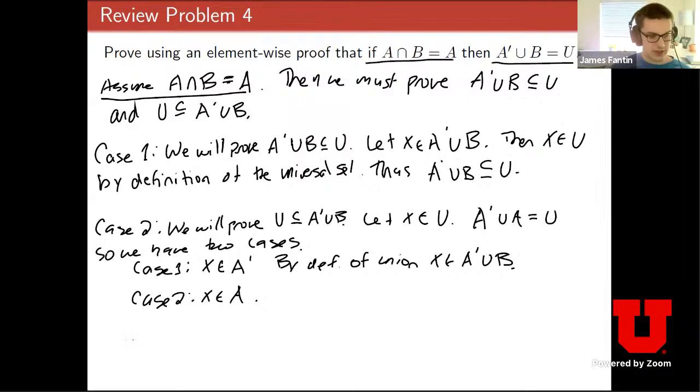So what's our next approach here? What next step could we do? Let's take a look at our assumption. If we know that X is in A, and we know that A is equal to A complement B, then we know that X is an element of A complement B, right, by our assumption.